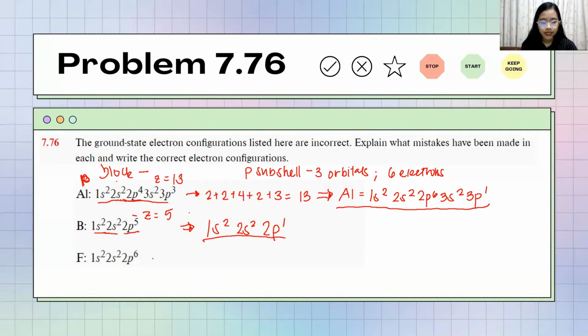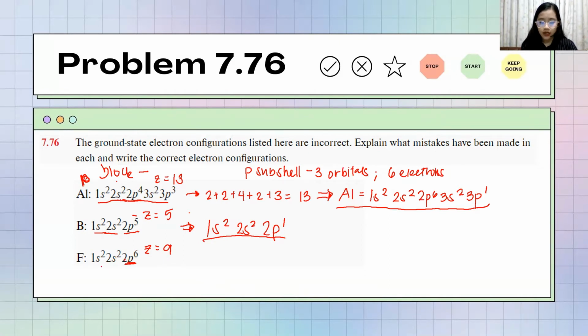Last, we have fluorine, 1s2, 2s2, 2p6. Fluorine's atomic number is 9. If we add up all the electrons here, we get 10. 2 plus 2 plus 6 is equal to 10. So we have an excess electron.